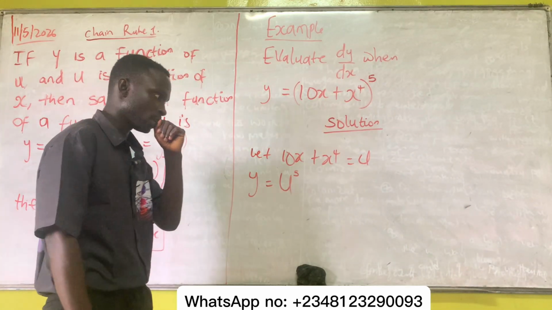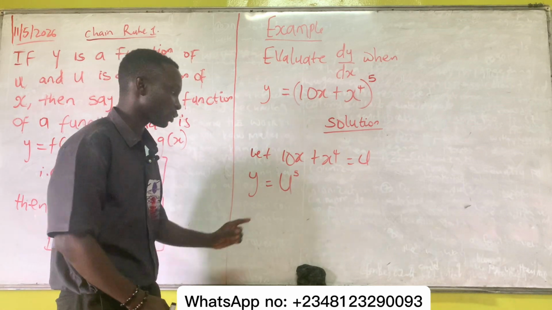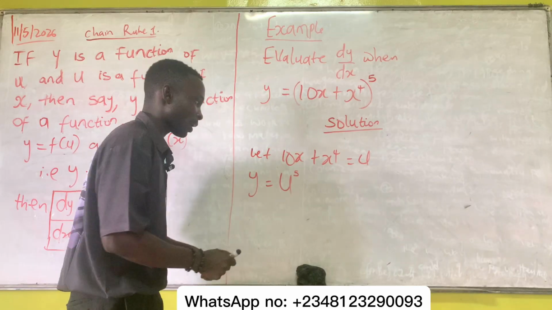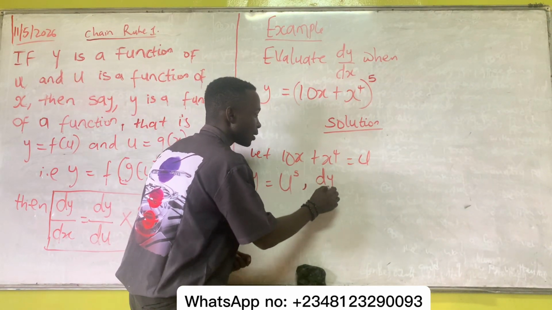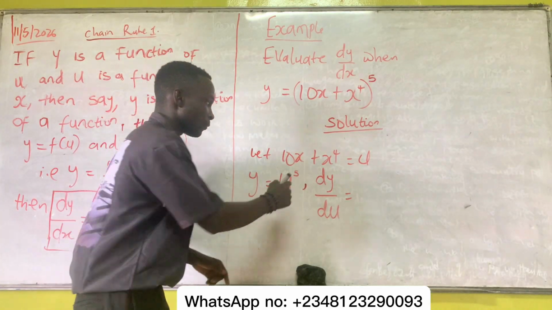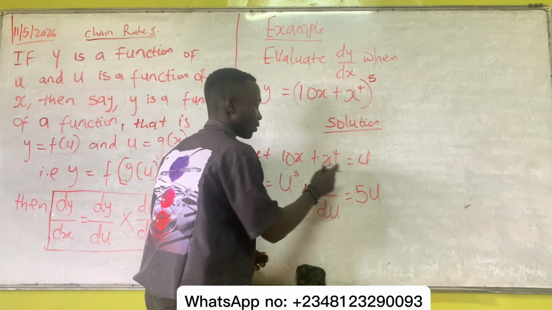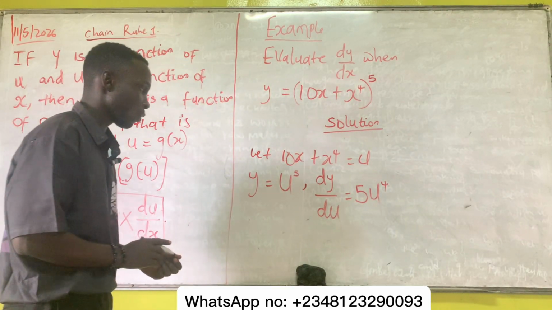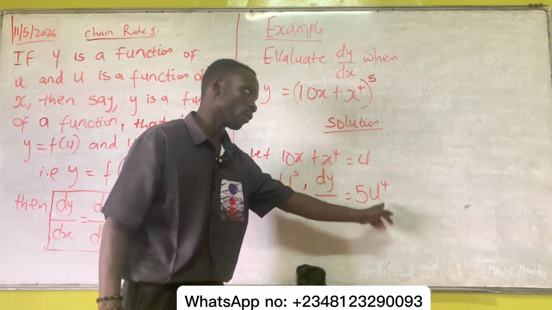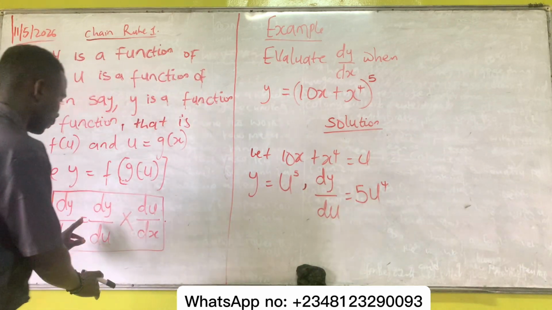Now after doing this, you get dy/du. Differentiate this function. You know how to do differentiation, so let's differentiate this together. If we differentiate y with respect to u here, we are going to have dy over du equal to, 5 will come here, 5u raised to the power of 5 minus 1, which is 4. So our dy/du now becomes 5u to the power of 4. After that, we are done with the first part of the function, which is dy/du.